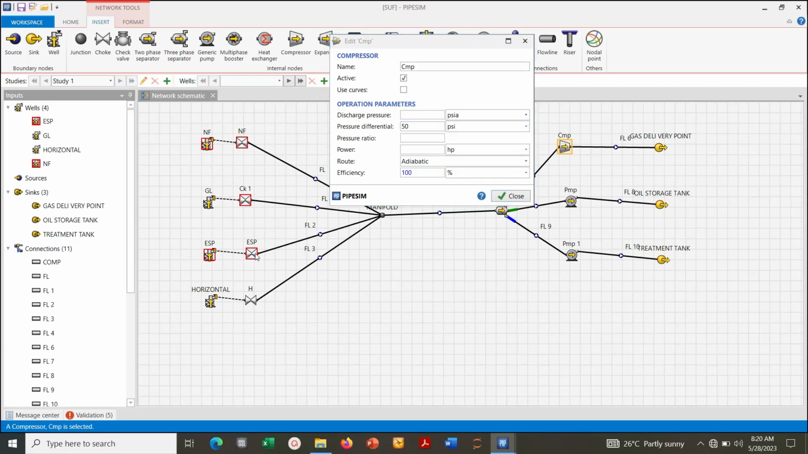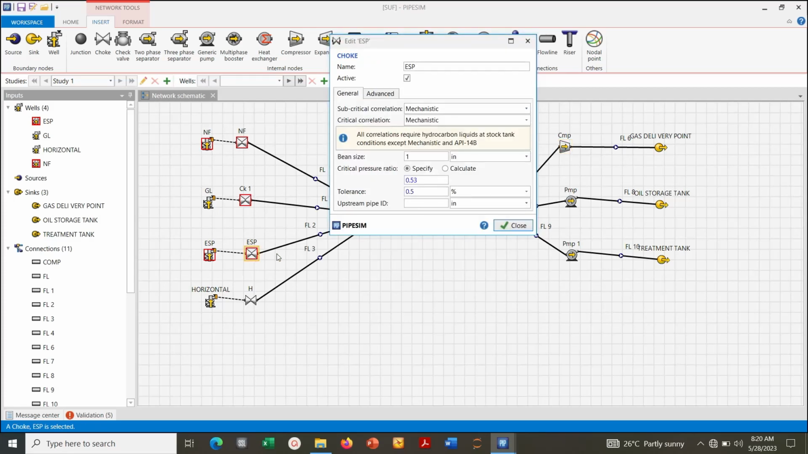Then click on choke, enter pin size 1, then let's see what is happening with this one.